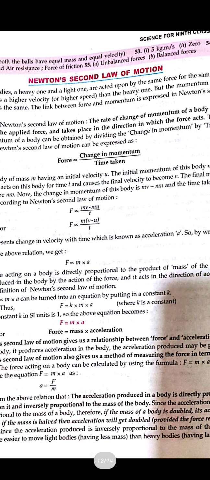So what is the unit of acceleration? It is meter per second square. And what is the unit of mass? It is kg. So kg meter per second square is the unit of force, which is given as the Newton. It is the SI unit. If you talk about the CGS unit, then it will be dyne. So force is equal to mass into acceleration. It was given by Newton's second law of motion.